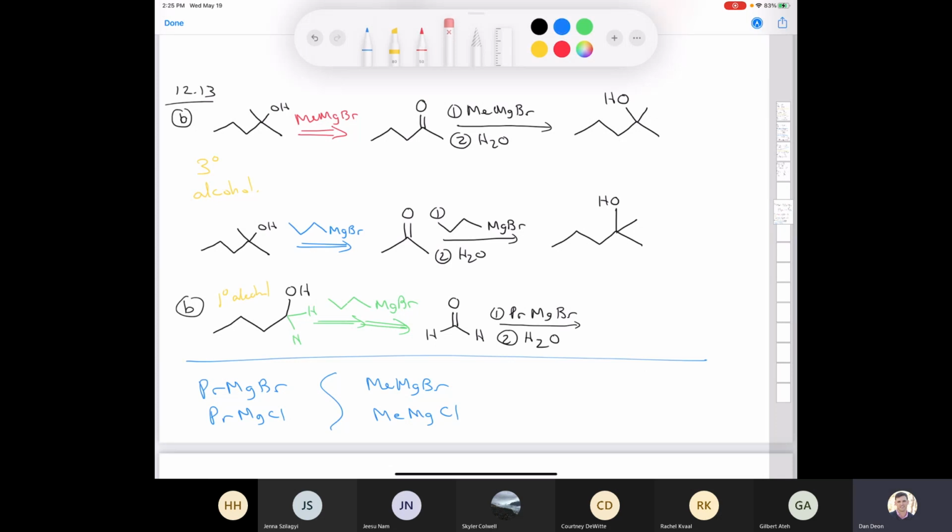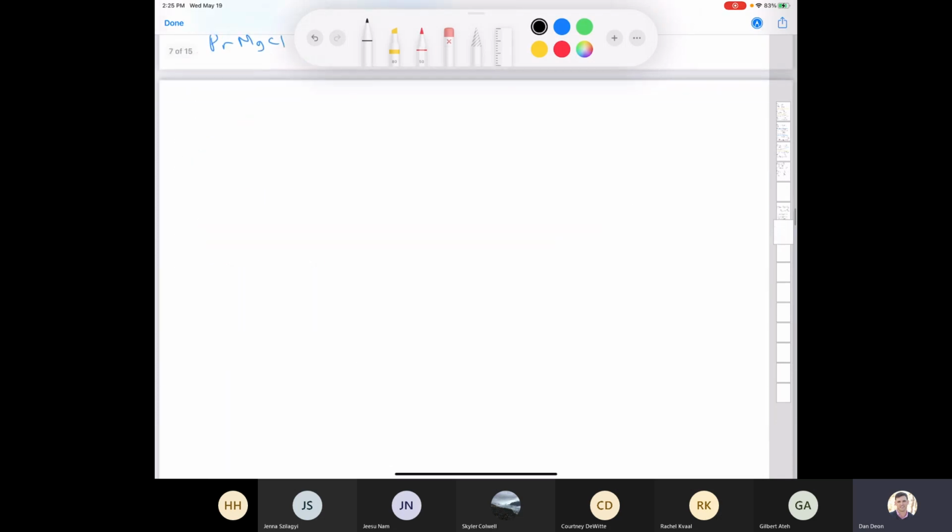So that wasn't B, that was which one? I'm mixing up my letters here. That was C. All right, let's try D, which is another good one. So this is 12.13 D. We want to make this molecule. We have an aromatic ring. We have a methylene, a carbonyl, and then we have an ethyl group.